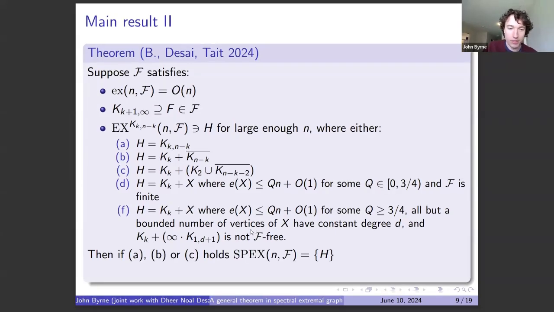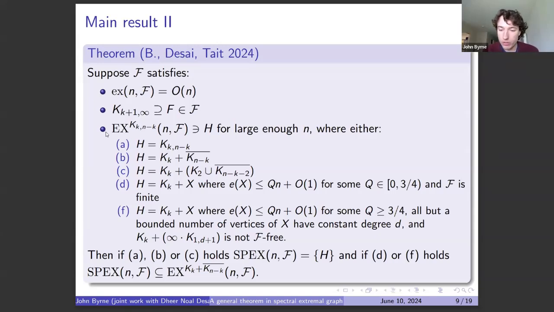And what is the conclusion? So in cases A, B, and C, the spectral extremal graph is just whichever one of these cases we're in. It's the same graph H. And if we're in cases D or F, then we're able to say the following. We start with the join of a clique and an independent set on the rest of the vertices, where the clique has order k. We ask how many edges you can add to that graph without creating a copy of your forbidden graph. And we can say that every spectral extremal graph must be some answer to that question. It must be one of the extremal graphs for that problem.